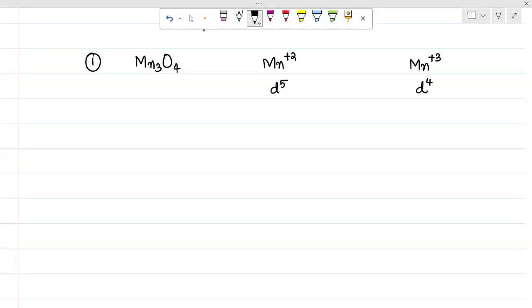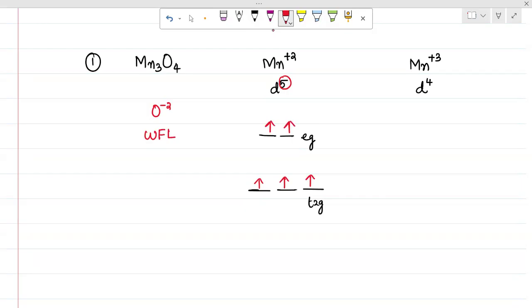octahedral splitting. What is octahedral splitting? You have t2g at the bottom and eg at the top. Who is the ligand? Oxide, O-2 is the ligand, and we know oxide is a weak field ligand. So if you have to fill 5 electrons over here, 1, 2, 3, 4, 5, this would be the configuration, t2g3 eg2. You calculate the CFSE, exactly half filled, so your CFSE will be 0.